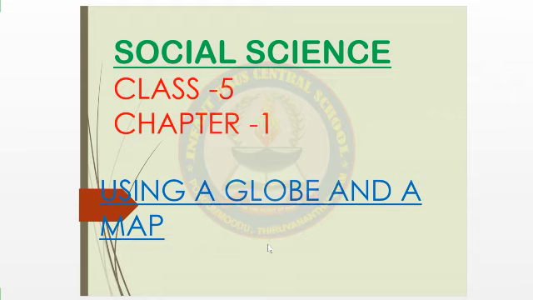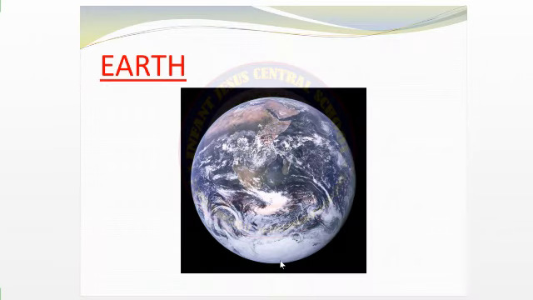Have you written everything in the notebook which was taught in the last class? In the previous class, we studied our planet Earth. I told you our Earth is considered a unique planet because it has air and water which make life possible. The Earth's surface is divided into continents and oceans.